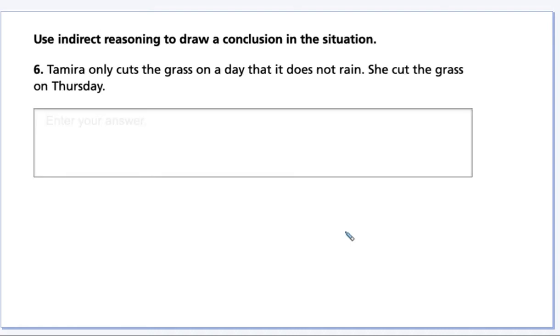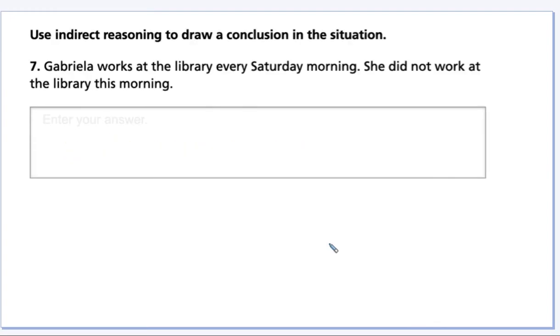Okay, so next thing we have, use indirect reasoning to draw a conclusion. So Tamara only cuts grass on the day that it does not rain. She cut the grass on Thursday. So the conclusion I could say from there is that it did not rain on Thursday. Kind of similar to our law of detachment a little bit. Next one, Gabriella works in the library every Saturday morning. She did not work at the library this morning. So therefore, we would conclude that today is not Saturday.